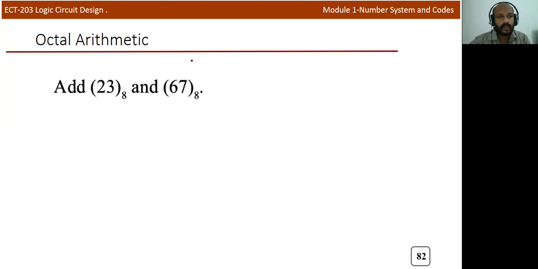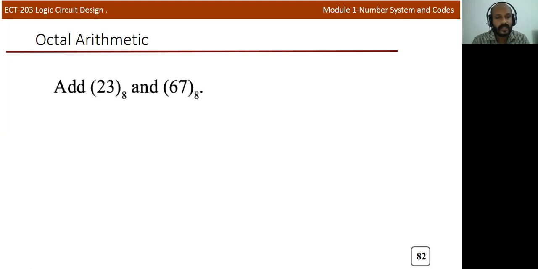Now we'll move to octal arithmetic. In octal arithmetic, we can approach it with three methods. One method is to add directly in octal itself. Another option is to convert the octal number into decimal, add in decimal, and then convert back to octal. The third method is to convert the octal number into binary, perform the addition, and finally convert binary back to octal. That will be easy, because there is an easy relationship between octal and binary conversion.